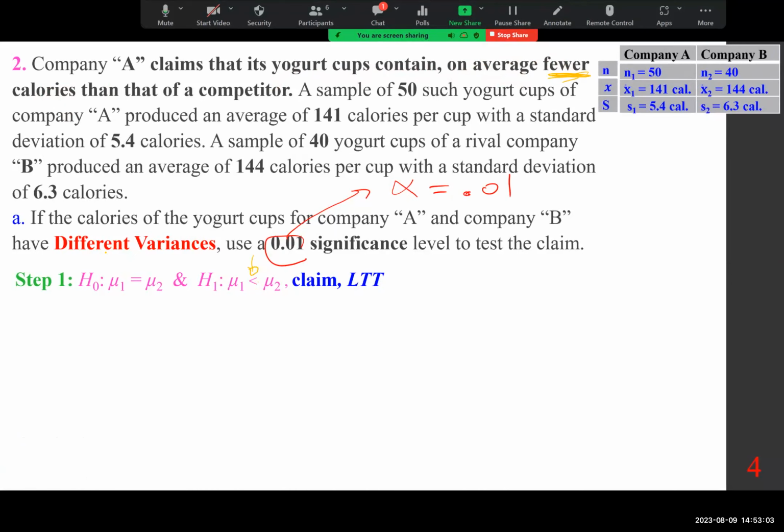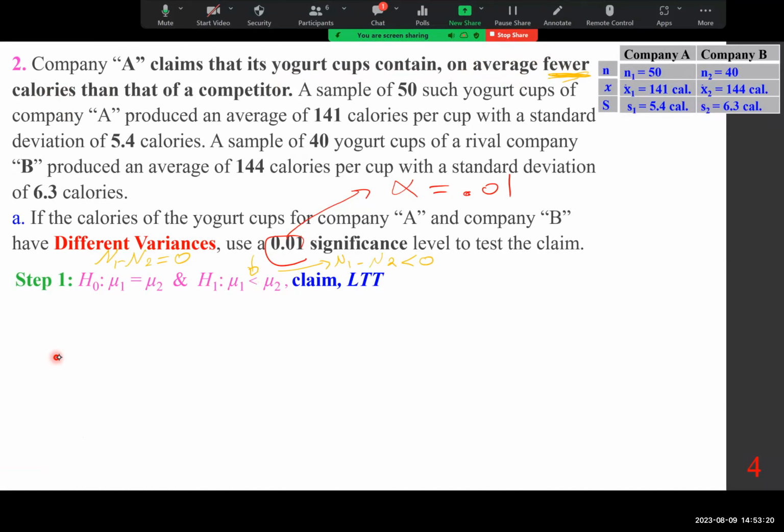That means less than. By the way, we may write mu1 minus mu2 equal to 0. And over here, mu1 minus mu2 less than 0. So both of them are acceptable. So depending on how they write it, they mean the same thing.